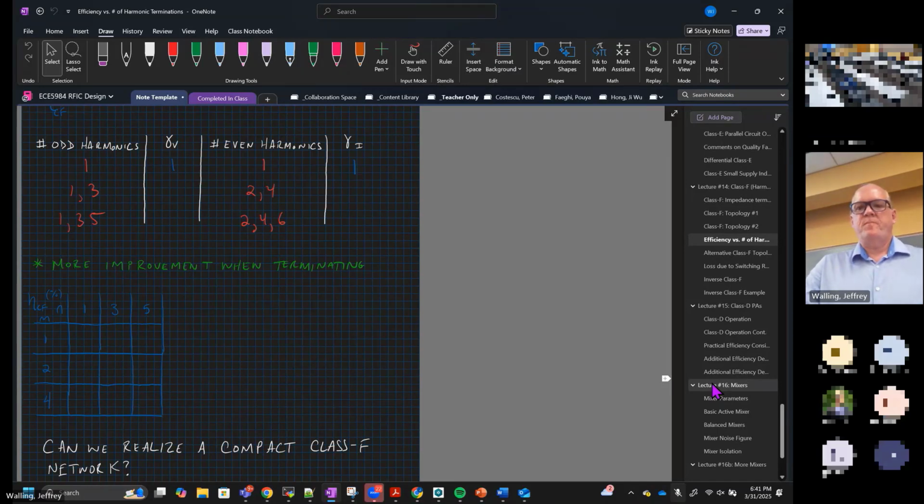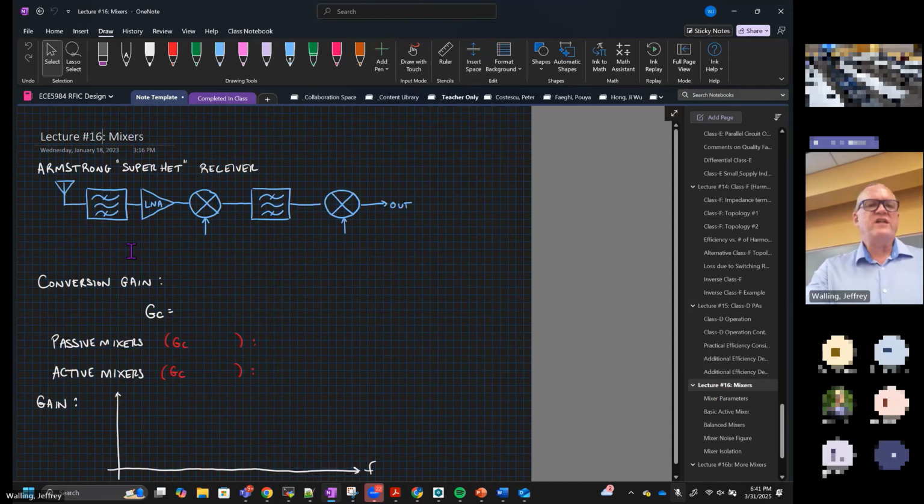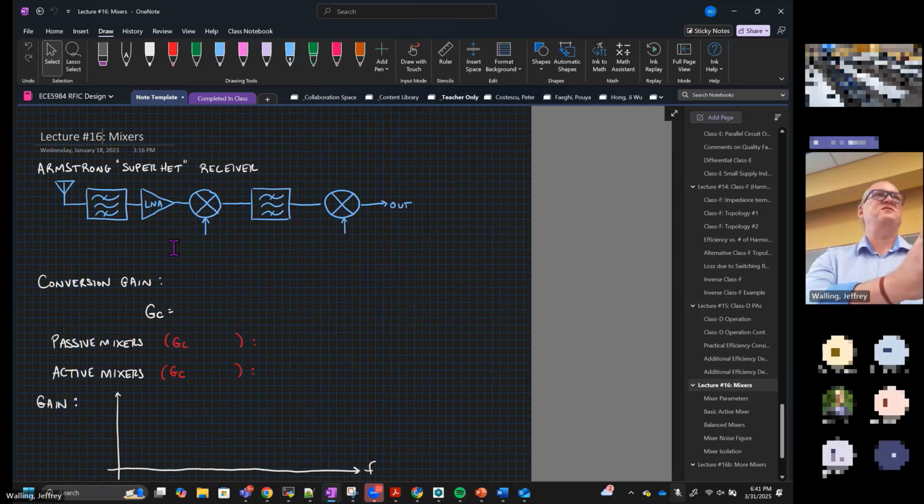Okay, so we're going to start on mixers on Wednesday then. The mixer is our frequency translation device. So far, we've focused primarily on amplifiers, making the signal bigger and mitigating noise. A radio receiver also has to change the frequency of the information that we're carrying up to an RF carrier frequency and then back down in order to complete the transaction across a wireless channel. So we'll start looking at how we make a mixer.